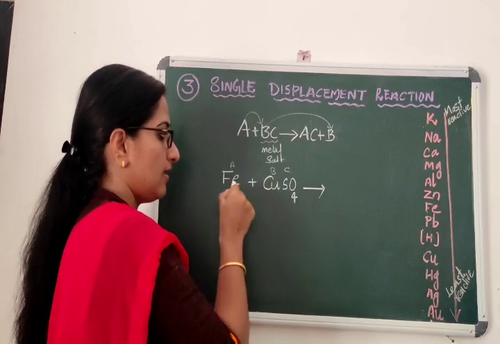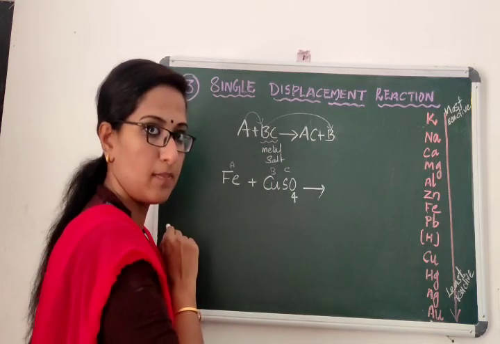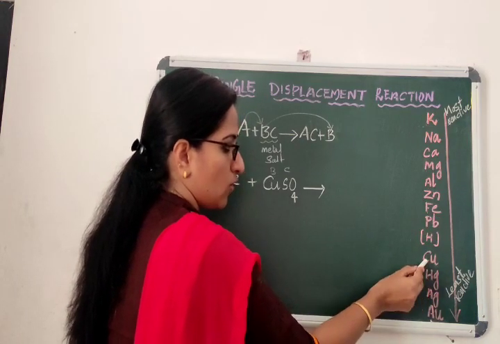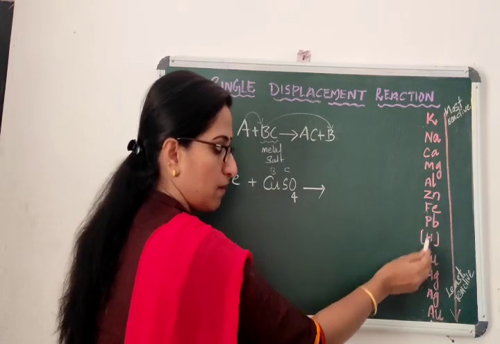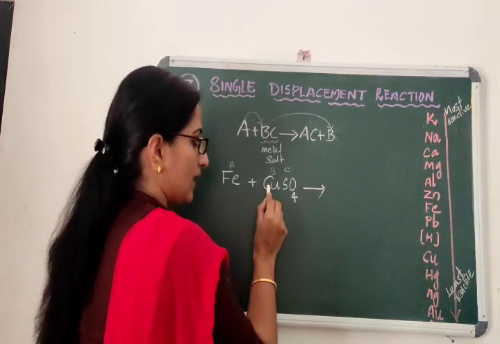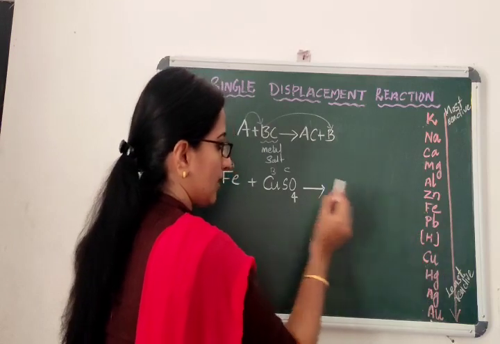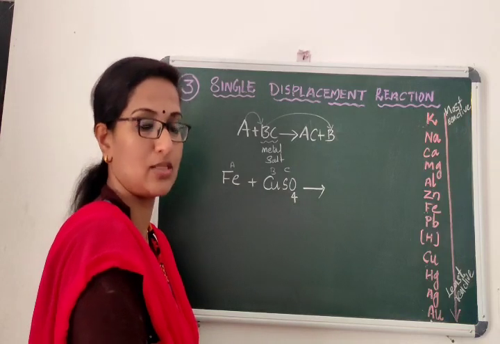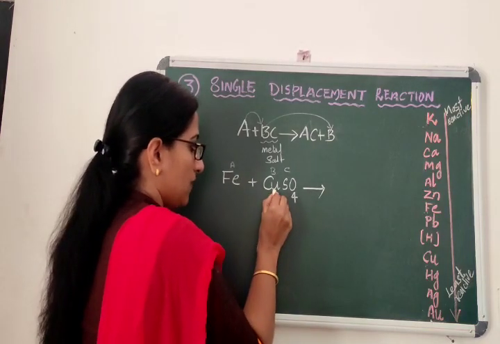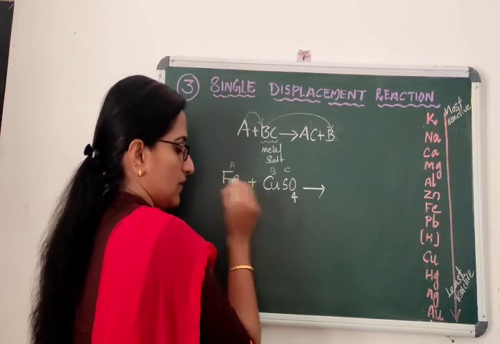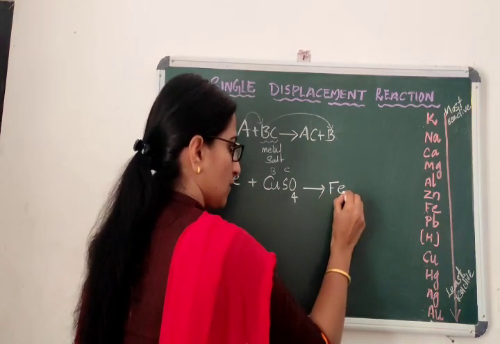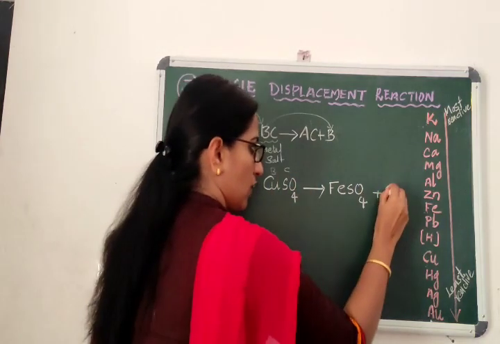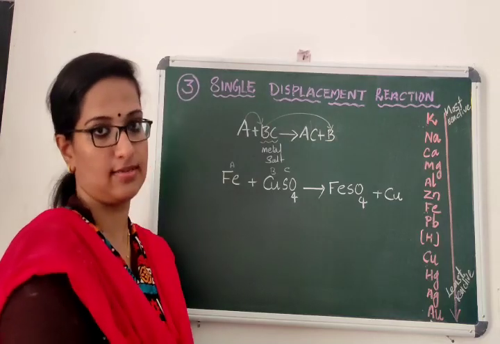Now let's understand whether it will replace copper. Look at the position of iron. Look at the position of copper. So copper is less reactive than iron because copper is placed below the iron. So copper can be easily removed, easily separated or easily displaced. In the place of copper, iron will come because iron is more reactive than copper. So how will you write? You can write FeSO4 plus. Who is separated? Copper is separated because copper is least reactive.